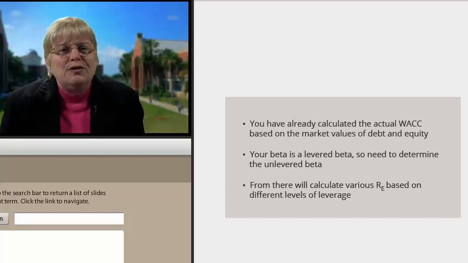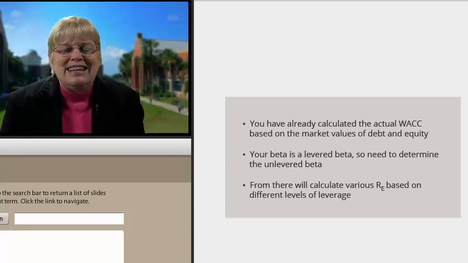For your OCS, Optimal Capital Structure Project, you have already calculated the actual WACC based on the market values of debt and equity. So your beta is a levered beta. You're going to first need to determine the unlevered beta. From there, you will calculate various required returns on your equity based on different levels of leverage. Once you have calculated the unlevered beta, you are then going to calculate levered betas at different weights of debt.